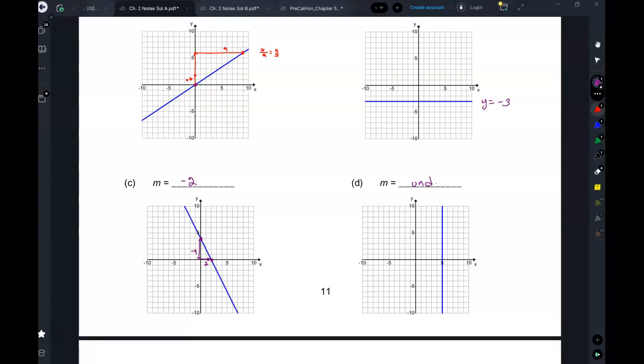Yeah. Okay. And your homework, by the way, is going to be a worksheet for this one too. One sec.